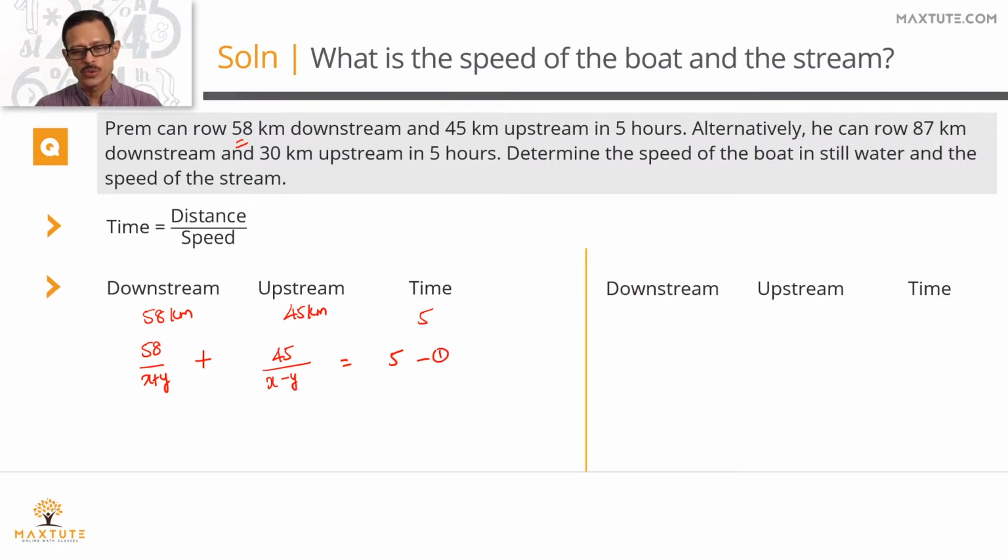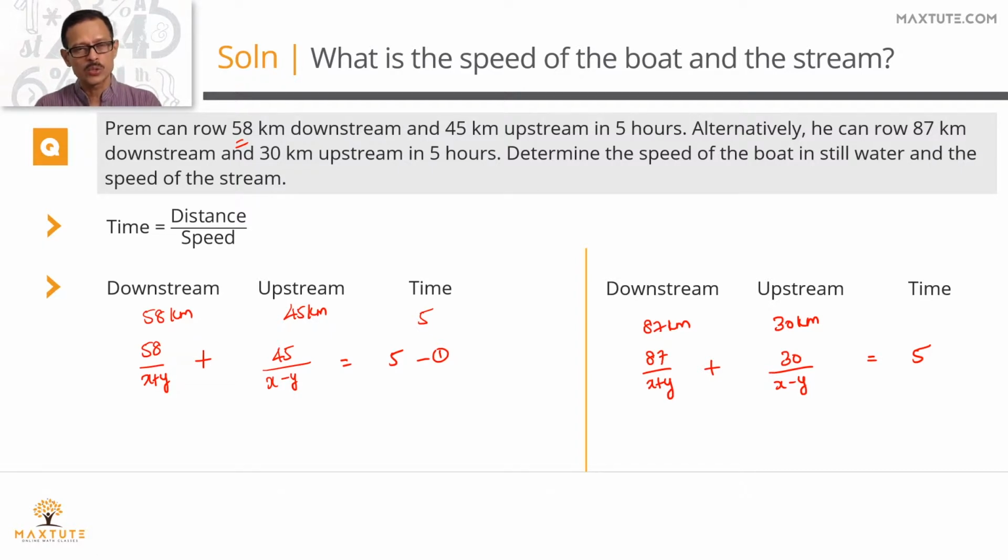Second scenario, he is rowing 87 kilometers downstream. The time taken for that will be equal to 87 by the downstream speed, which is x plus y. He is rowing 30 kilometers upstream. The time taken for this will be 30 upon the upstream speed, which is x minus y. So time to row downstream and time to row upstream together will give us the time taken to row 87 kilometers downstream and 30 kilometers upstream.